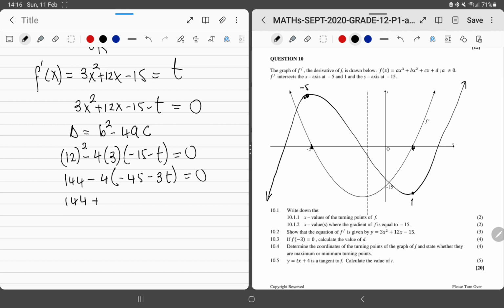So this is going to be a positive 4 times 45. That gives me 180. And then 4 times 3, that's 12. So this is going to be a positive 12t. Then 144 plus 180, that's 324, which is equal to minus 12t. So t should be equal to 324 divided by 12. Yeah, I'm getting 27.